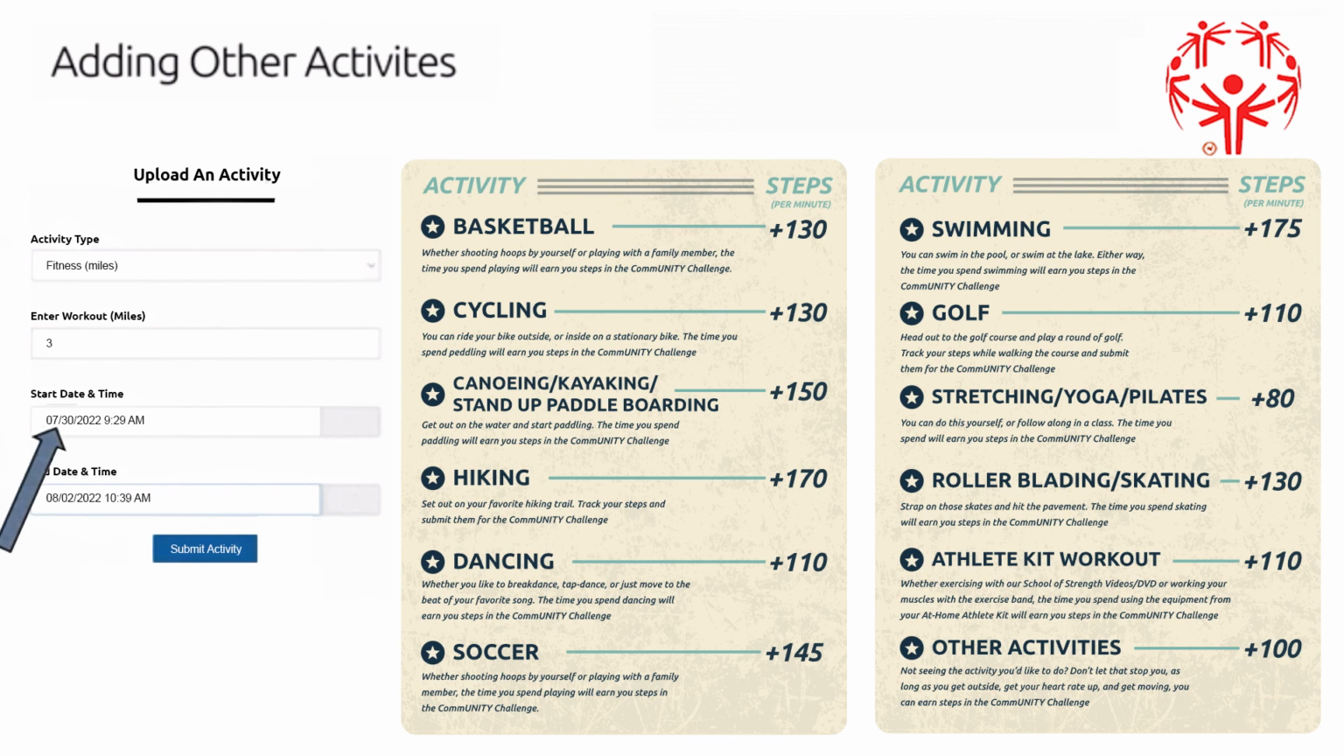A little trickier is if you're adding other activities. Another great part of this challenge is it's not just walking, it's not just running, it's not just rolling. You're able to do any of the sports listed to the right, so basketball, cycling, hiking, etc., and add that in as an activity. As you can see here, if you are putting basketball as an activity type, you will then put the number of minutes and then make sure you put your start date and time to submit your activity.